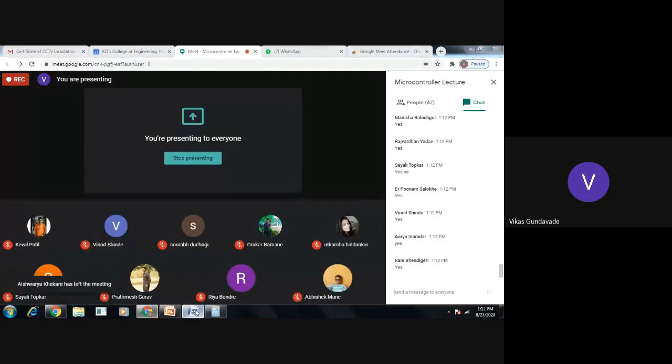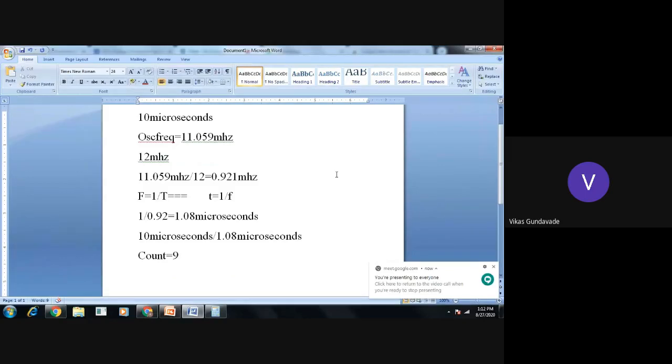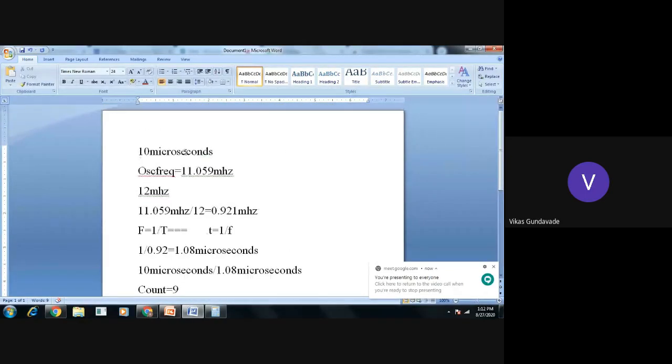Okay, simply I am repeating it again. Let's assume we require a time delay of 10 microseconds. To provide the delay of 10 microseconds, we have two ways. Either you need to write software programming, or you need to use a timer, because the timer is used to provide the delay.